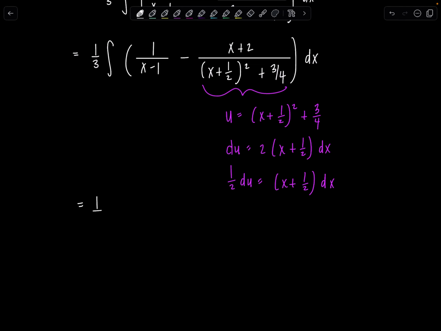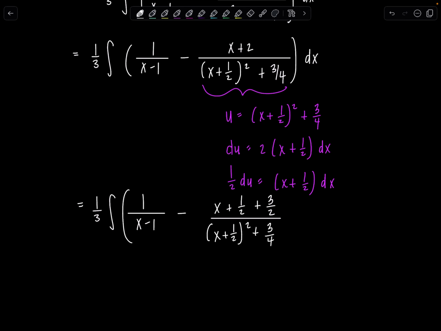A couple ways you can do that. You could think of 2 as exactly 1/2 plus 3/2. So let's do that. So I have 1 over x minus 1 minus x plus 1/2 plus 3/2. There's my 2 over x plus 1/2 squared plus 3/4 dx for everybody. Now only this x plus 1/2 is going to be used for the u-sub.